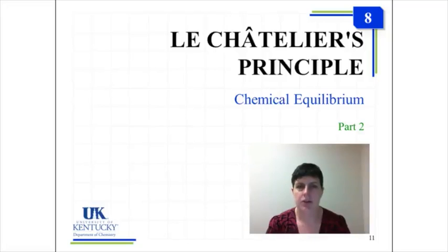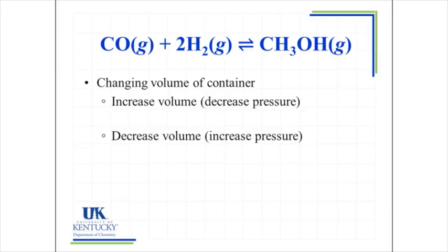Now that we have a general understanding of Le Chatelier's principle, that a system at equilibrium will respond to some disturbance at its equilibrium by trying to minimize that disturbance. We looked at adding and removing reactants and products. Now we're going to look at some other things that we can change that will disturb the equilibrium of a system. The first one we'll look at is changing the volume of a container.